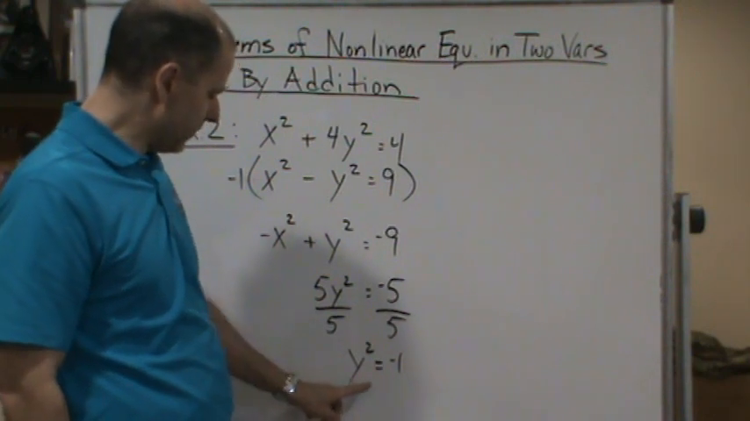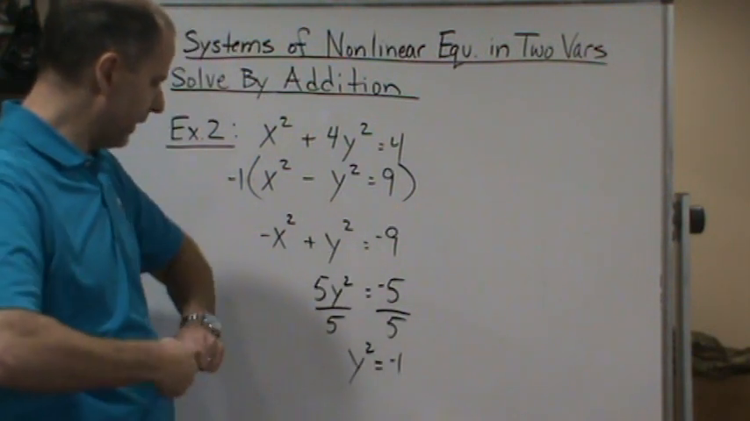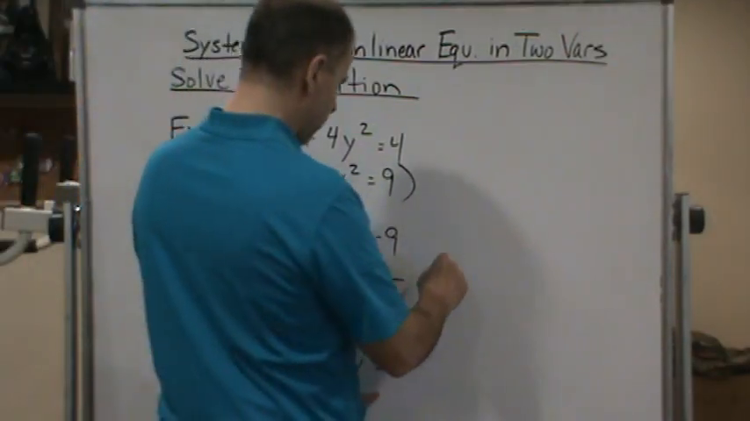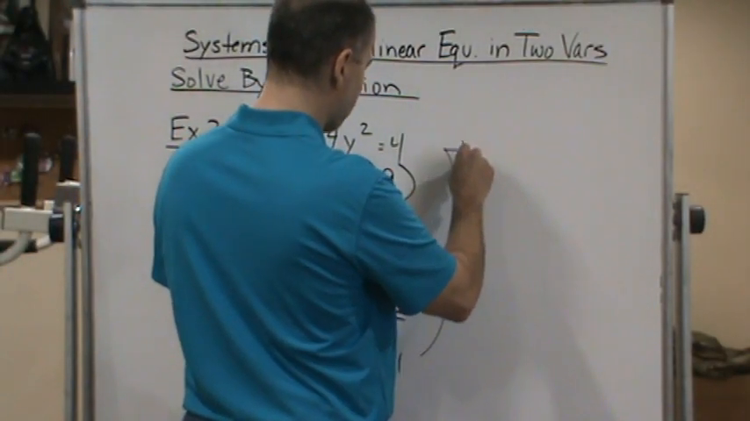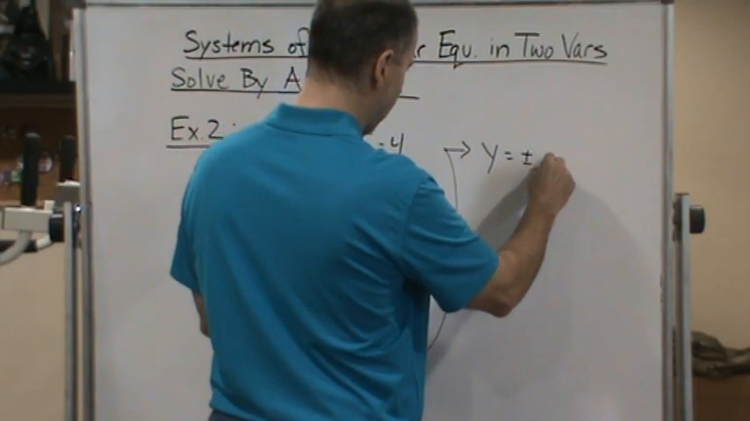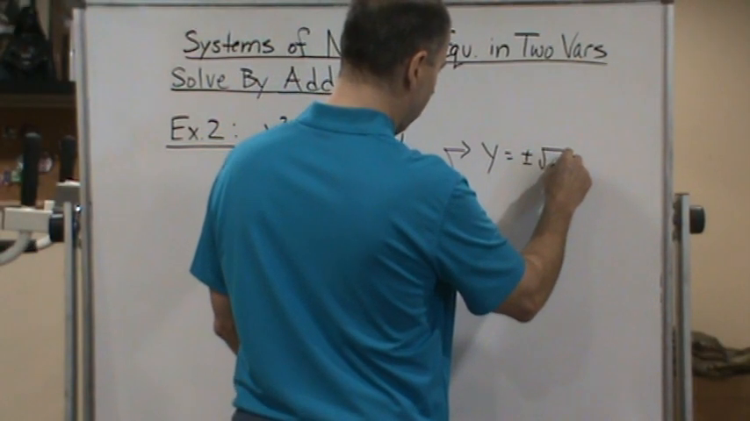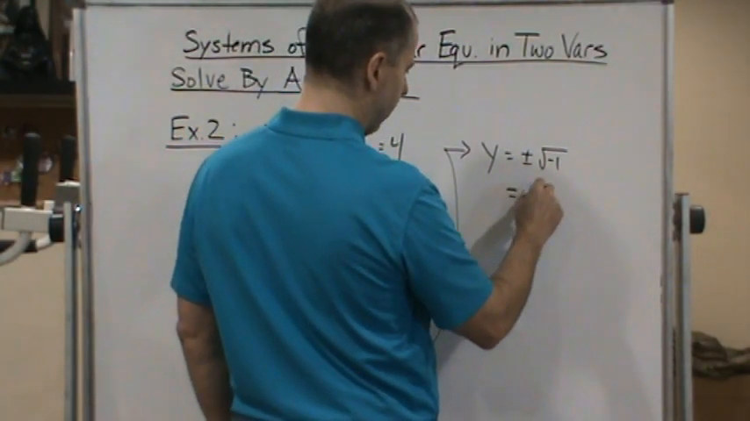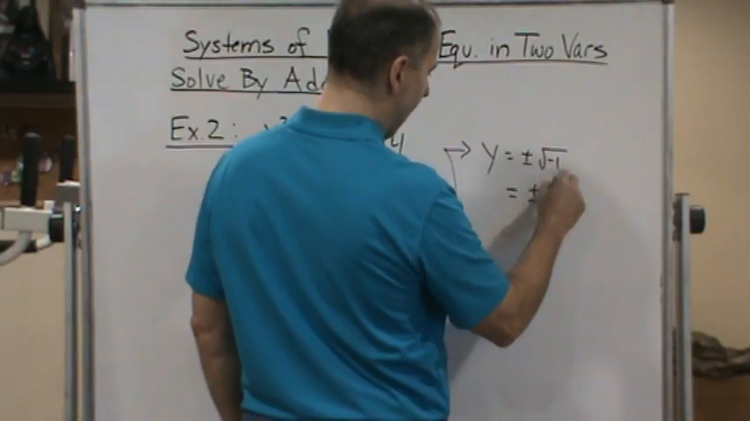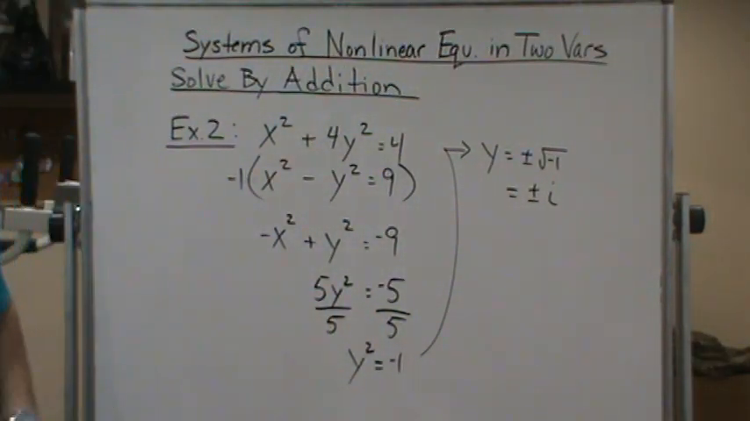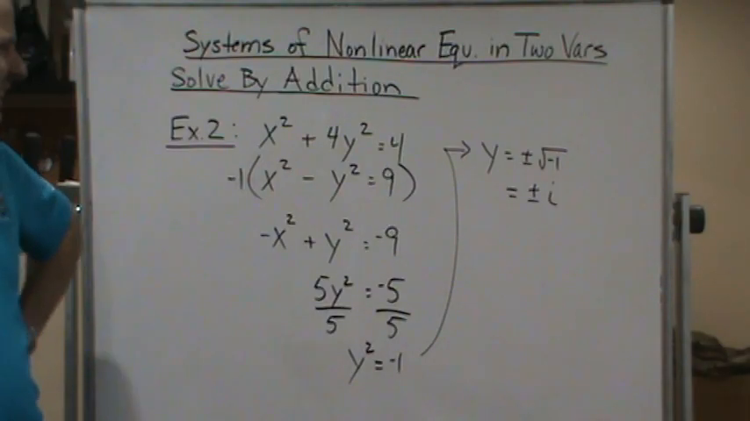Because what happens if I take the square root of both of these? What do I get? I get an imaginary number, a complex number, right? So if I take the square root of both sides, I'm going to get y equals plus or minus the square root of -1, which is going to give me what? Plus or minus i. Well, that's an imaginary number, a complex number. So that means, guess what? There is no solution to the system.